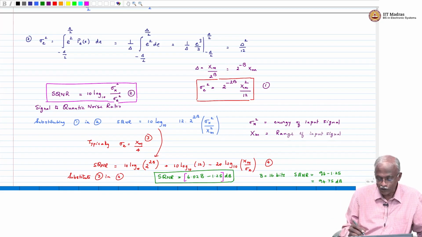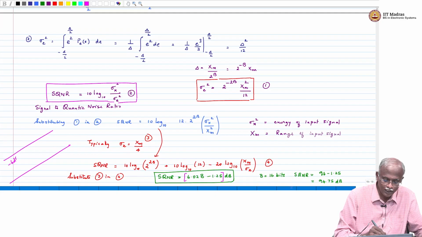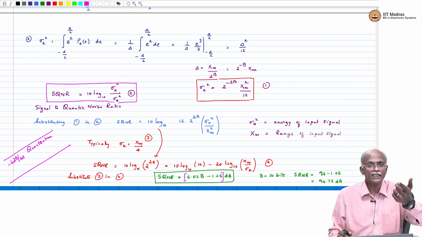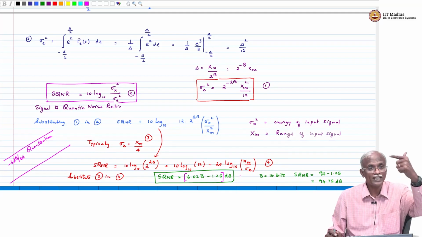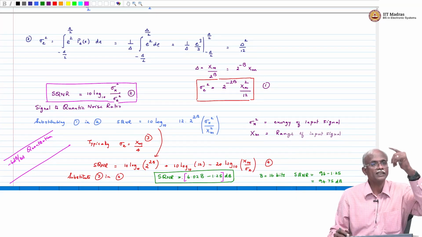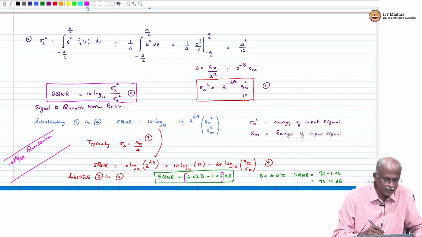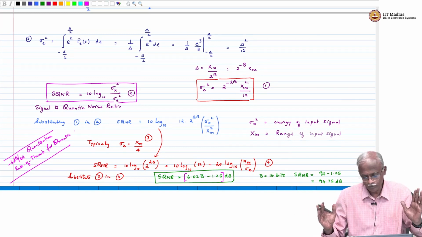Now, this is what is commonly given as a statement: 6 dB per bit of quantization. Okay, this is a thumb rule that is often quoted. They say that it is 6 dB per bit. Where does that come from? It comes from this formula, because if I increase from 6 bits to 7 bits, the signal to quantization noise ratio will improve by 6 dB. If I go from 7 bits to 8 bits, another 6 dB. So that is what is represented. This is what is called a rule of thumb for quantization.